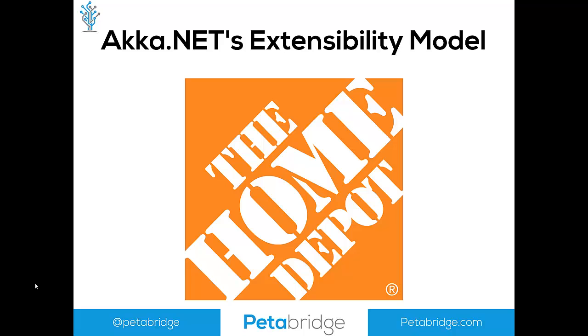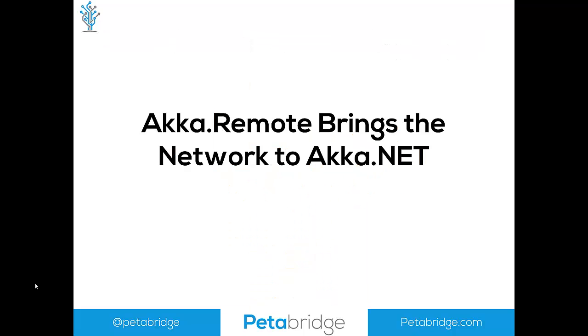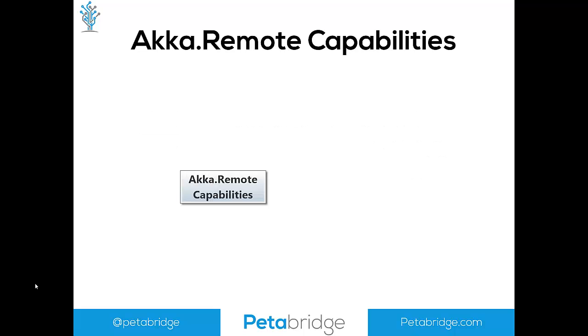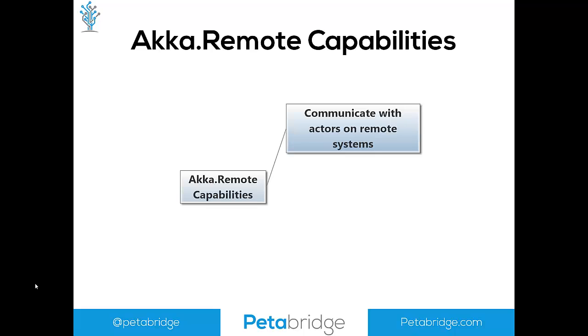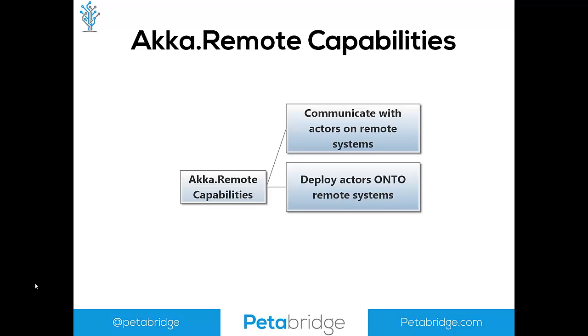And we're going to talk about the most powerful module of all today, which is Akka.Remote. What Akka.Remote does is take all of the capabilities that you got in the core Akka.Net package and allow them to work transparently over the network. So if you want to communicate with actors on remote systems, so send a message to a remote actor or a remote actor selection that exists somewhere else on the network, Akka.Remote makes that possible. Or if you want to deploy an actor onto some process that isn't the local process making the deployment call, you can do that with Akka.Remote. And that's the focus of today's video.